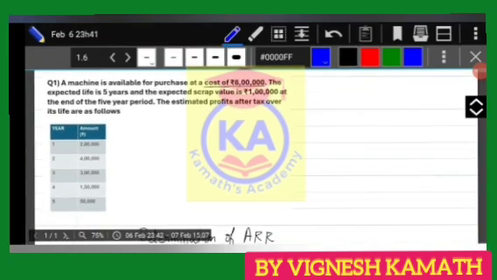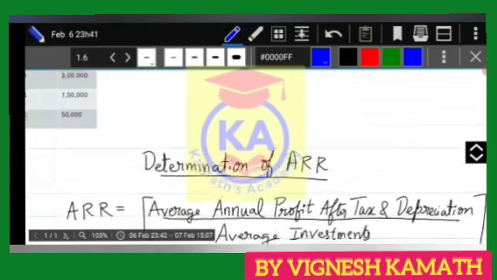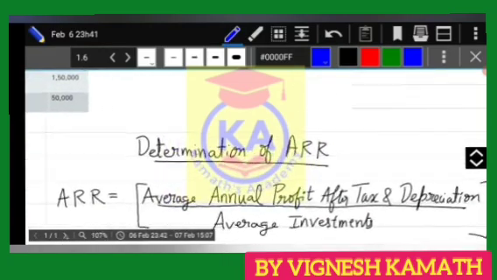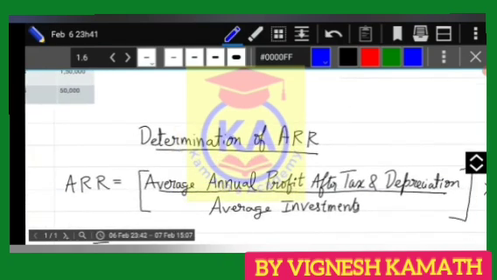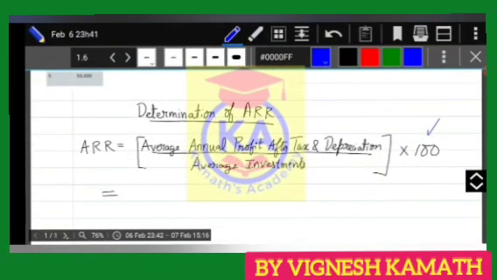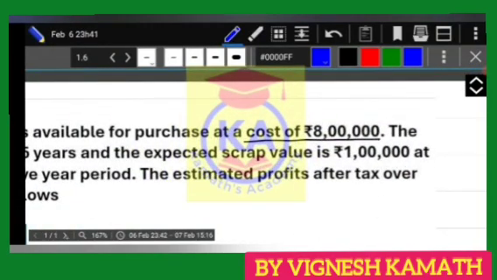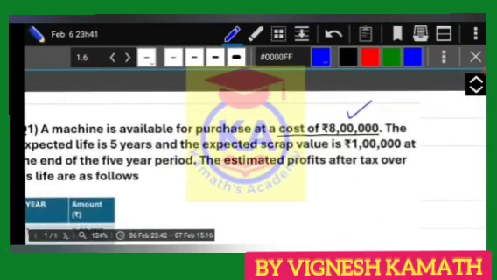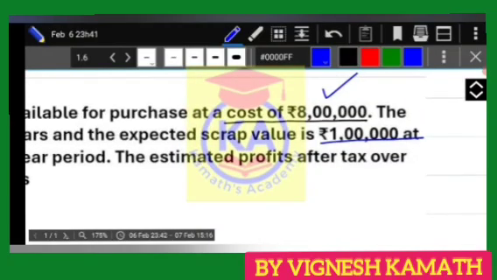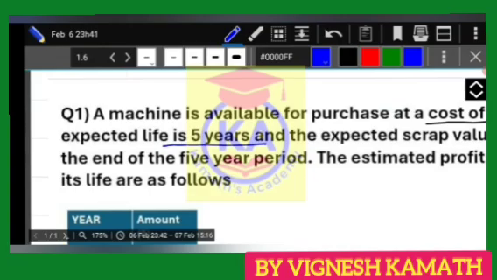In this question, first you have to put the heading determination of ARR. Later you have to write the formula. ARR is equal to average annual profit after tax and depreciation divided by average investments into 100. Remember this, into 100. Now let's solve the question. See, the cost of the machine given is rupees 8 lakh. The expected scrap value is rupees 1 lakh. Note that. And the expected life is also 5 years.